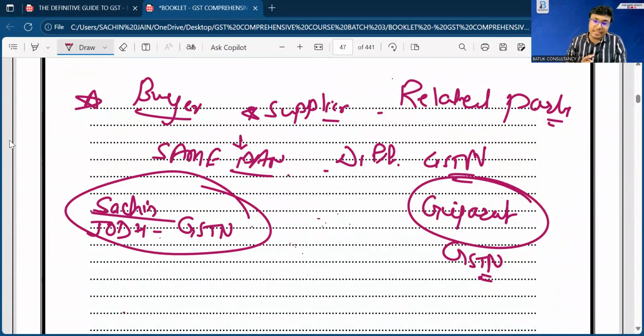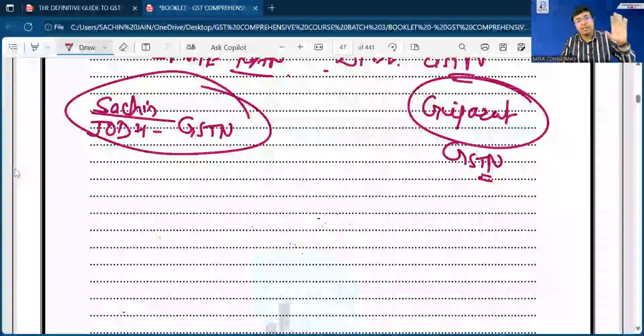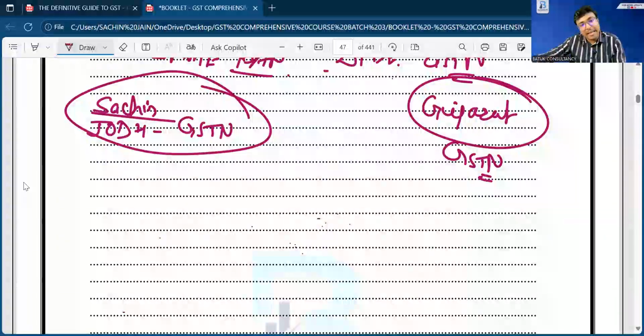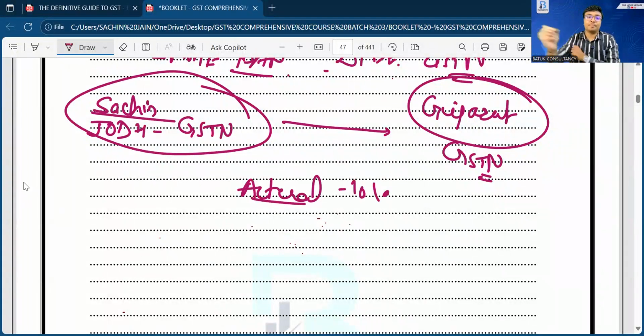Now in that case, first we'll try to understand how the manipulation will be possible. If buyer and supplier are related parties and the government said that your transaction value will become taxable value, then what will happen? Suppose Sachin from Jodhpur GSTN has transferred one goods to Gujarat. The actual value is suppose 10 lakh. But Sachin is saying from Jodhpur that if I am transferring the goods at 10 lakh rupees, I have to pay GST at the rate of 18%. Suppose the rate is 18% on that goods, so I have to pay GST around 1,80,000 rupees.